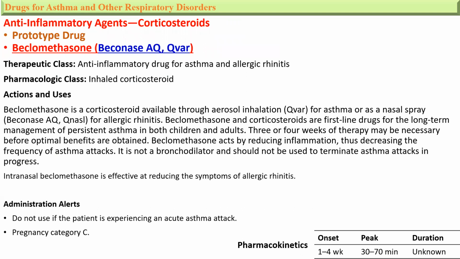So beclomethasone, which is an anti-inflammatory drug for asthma and allergic rhinitis, is an inhaled corticosteroid. Intranasal beclomethasone is effective in reducing the symptoms of allergic rhinitis, and it's also approved to prevent reoccurrence of nasal polyps following the surgical removal of these polyps.